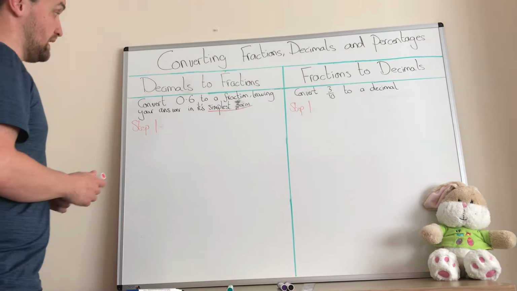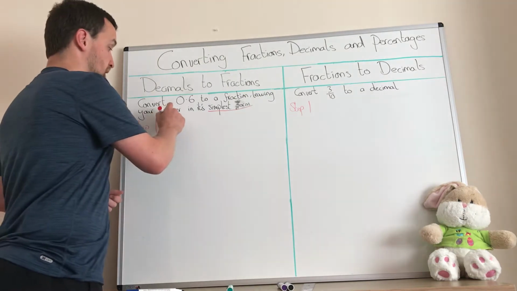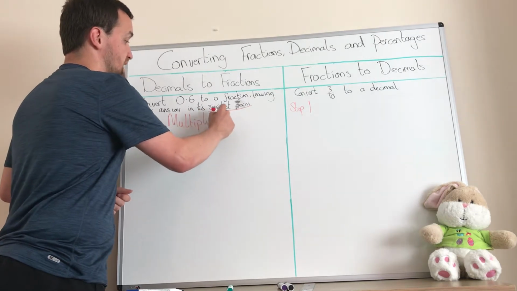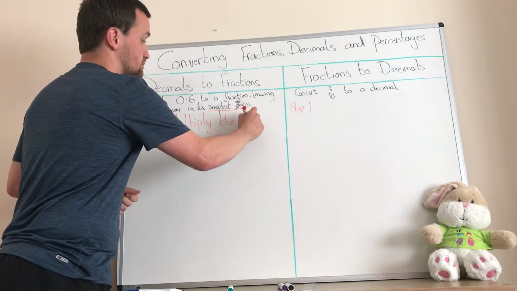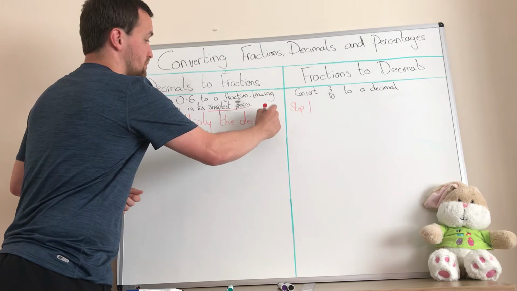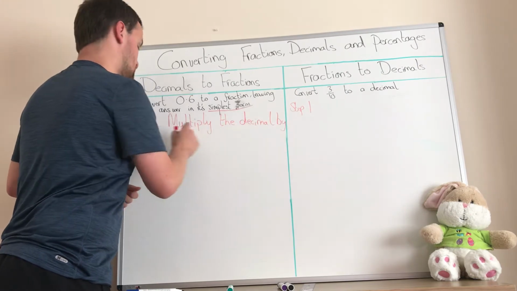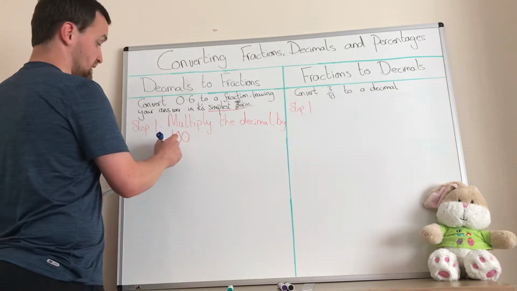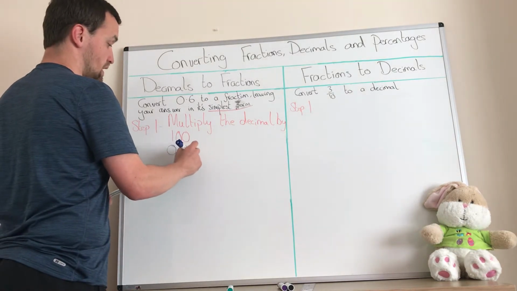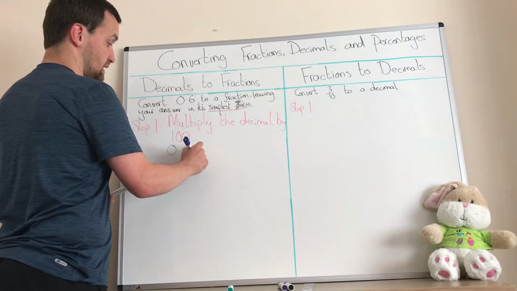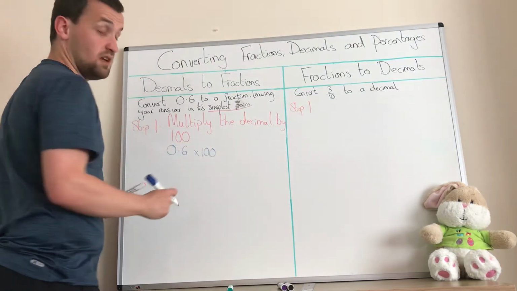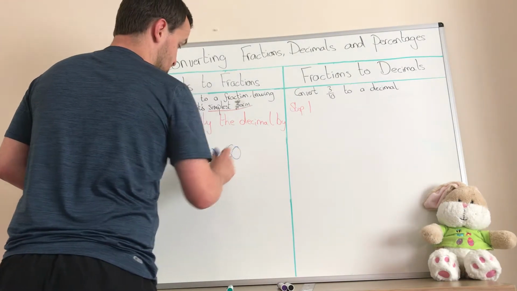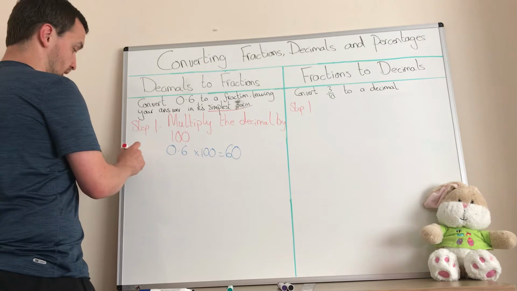Okay, step 1 then. What we're going to do, we're going to multiply the decimal by 100. Okay, so our first step, we're going to take 0.6 and we're going to times it by 100. Okay, 0.6 times by 100 is 60.